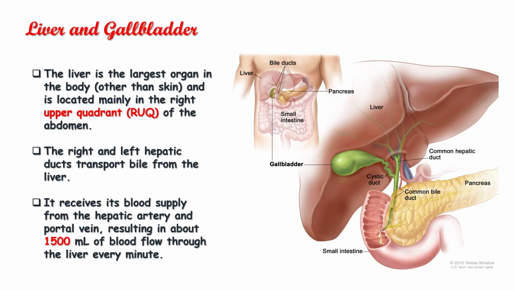Liver and gallbladder. The liver is the largest organ in the body other than skin, and is located mainly in the right upper quadrant of the abdomen. The right and left hepatic ducts transport bile from the liver. It receives its blood supply from the hepatic artery and portal vein, resulting in about 1,500 milliliters of blood flow through the liver every minute.